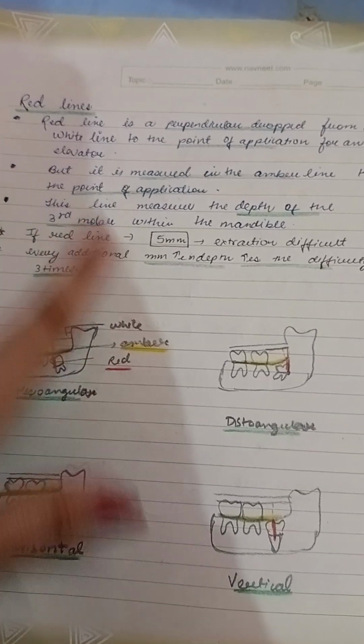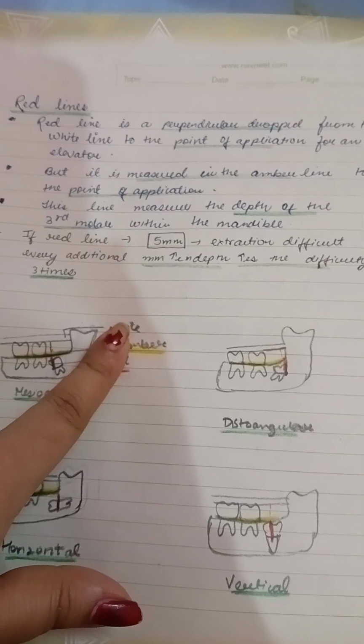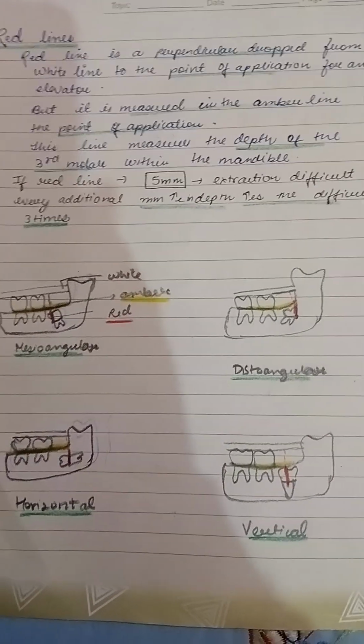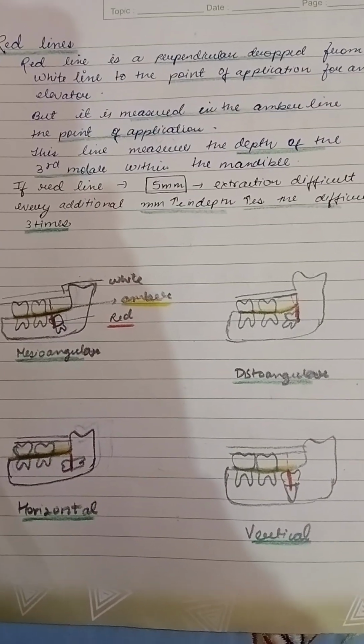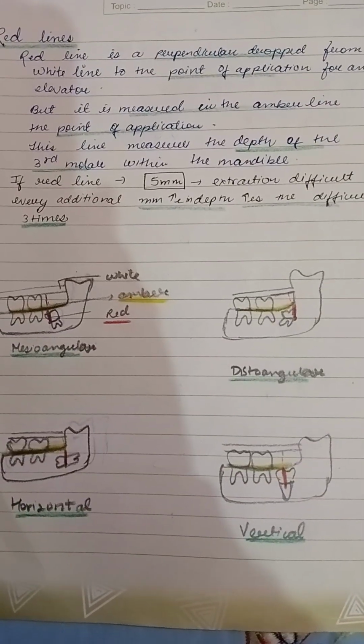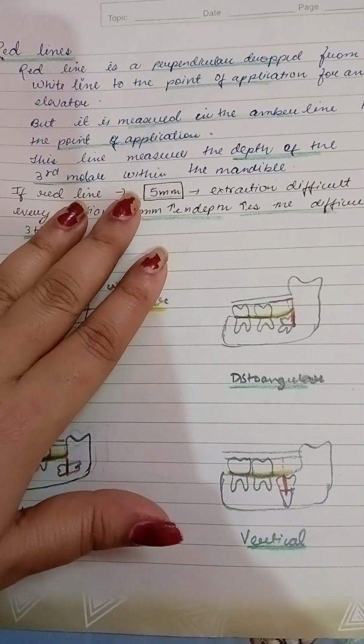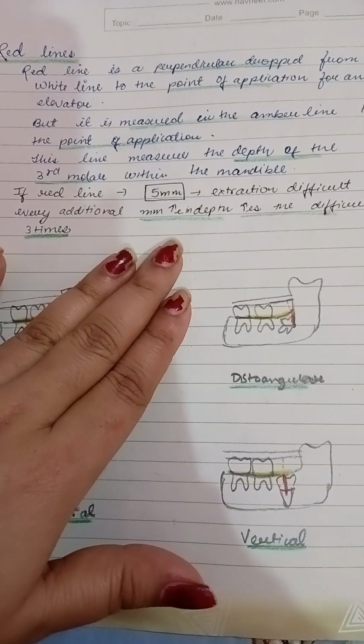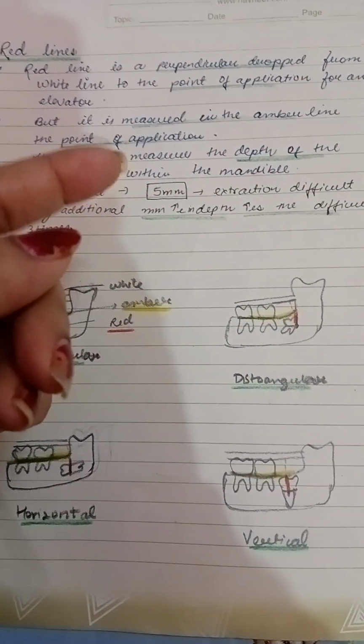What does the red line indicate? The depth of the third molar within the mandible. If the red line is 5 mm, extraction is difficult, and every additional mm increase in depth increases the difficulty 3 times. Okay, after 5 mm, जितना भी additional increase होगा depth में, difficulty 3 times increase होगी.